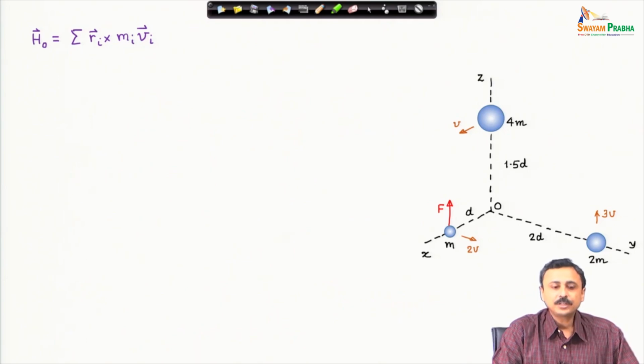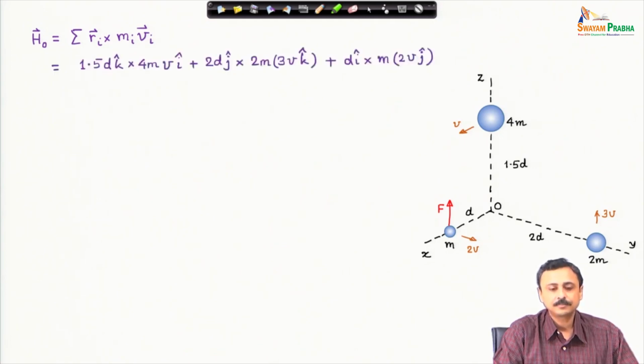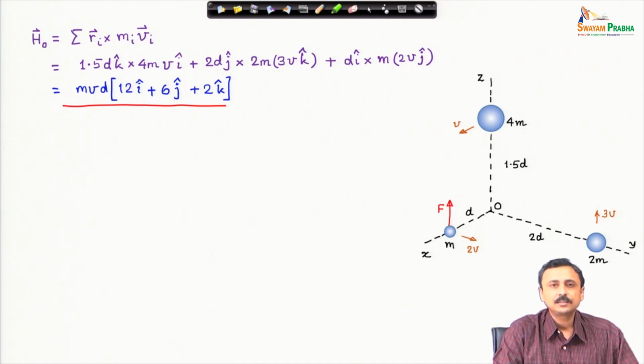Now, the angular momentum about O, which is the origin of the coordinate system, is the summation of r_i cross m_i v_i. We can plug in all these expressions. The position vectors R_i of the various particles are known, the velocities are known, the masses are known. If you do that, then the angular momentum about the origin turns out to be this expression.